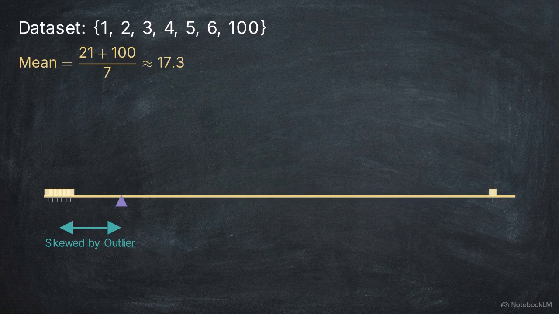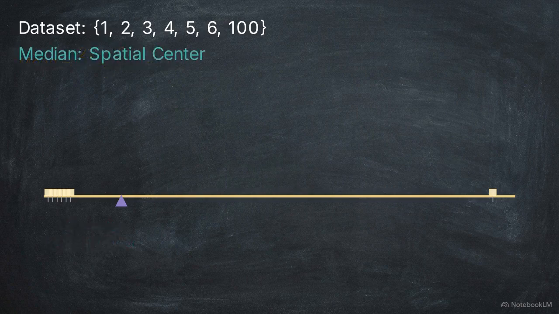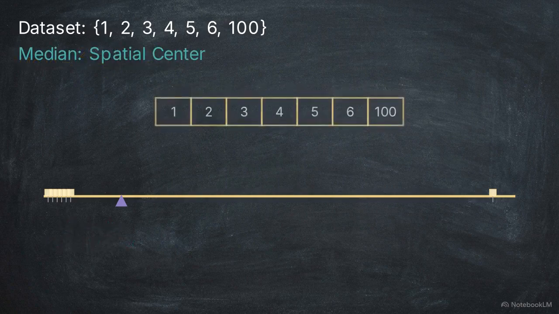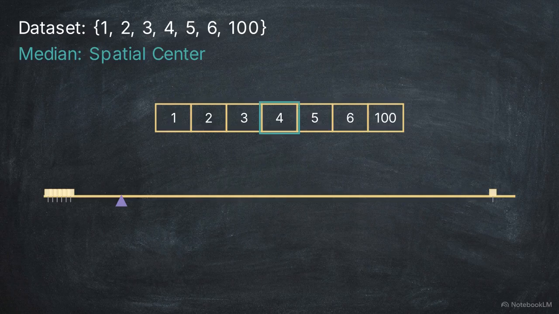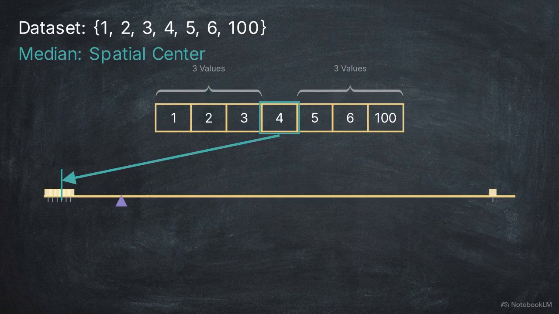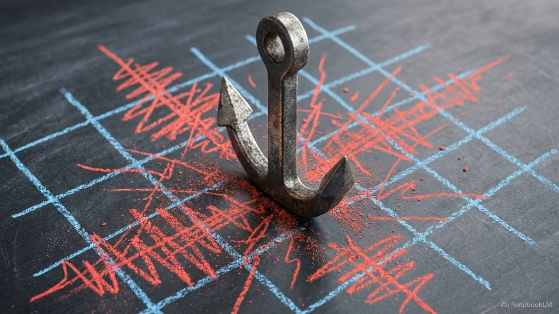To counter this, data scientists use the median. The median is the value separating the higher half from the lower half of a data sample, strictly identifying the spatial, indexical center of the array. It ignores magnitude entirely. This makes the median a statistically robust metric, meaning it retains its predictive accuracy even when the data is contaminated with extreme noise.